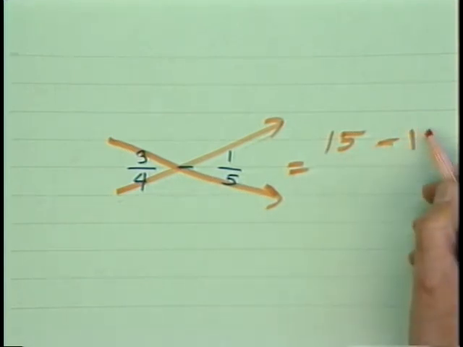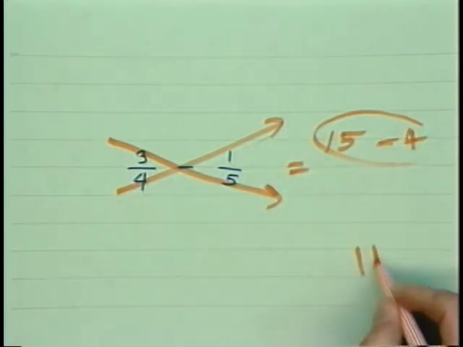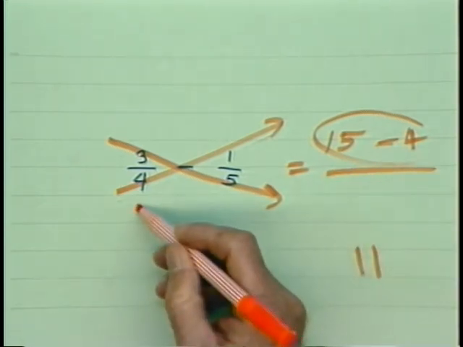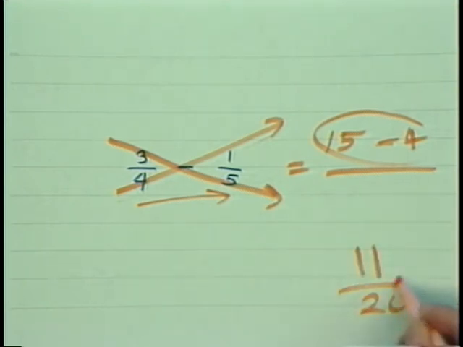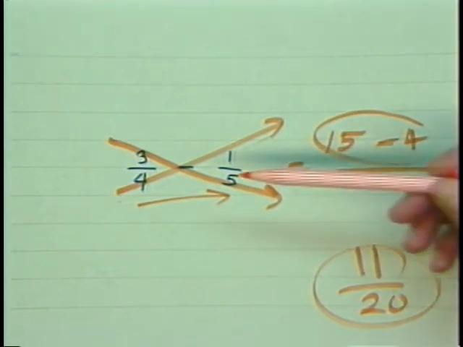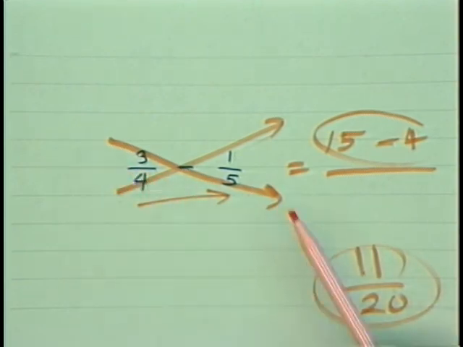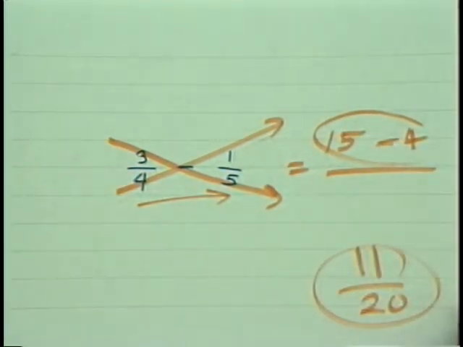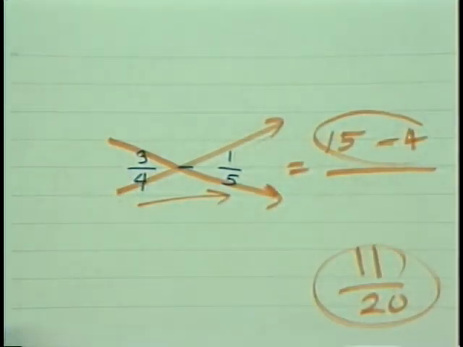And of course, that's going to give me 11. Then put that over the product of the bottom, which is 20. And there I'm done. If it looks a little bit complicated, it's because it's new and because I'm using words. Actually, if you just watch and see the pattern, this gives you a remarkable shortcut which will allow you to do certain problems, simple ones, mentally.